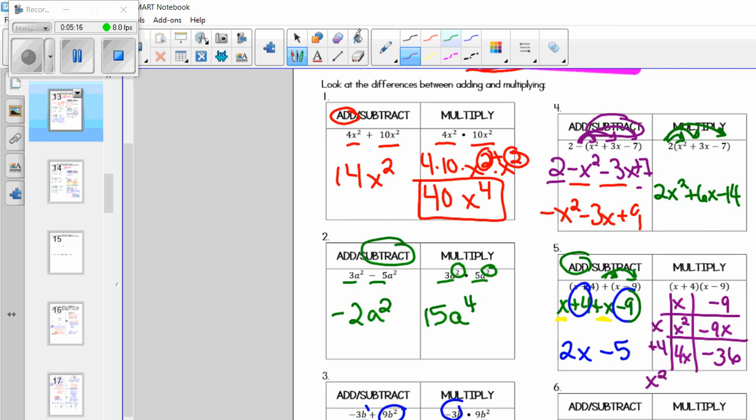Now let me look for those like terms. Here I have just a minus 9x and a 4x. So I'm going to combine those and get a minus 5x, and then a minus 36 is left.